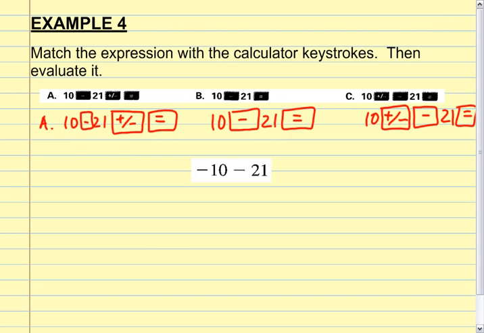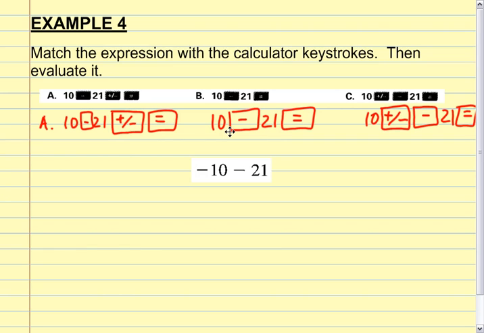Okay? All right. Now what they are asking us is, which of these would go with this problem when we plug it into the calculator? Okay? Now, a calculator, when you type in a number, you put the number in and then you give its sign. Okay? And the sign is sometimes a little negative.